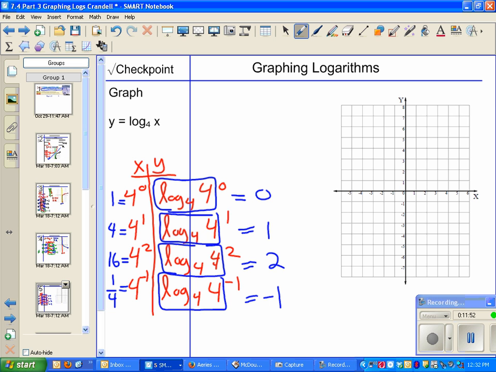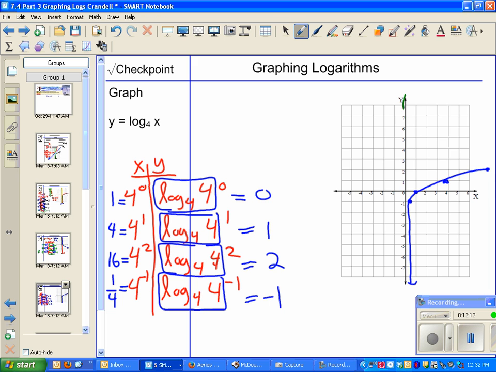And when I graph it, I get (1, 0), (4, 1), (16, 2), and I'll just put that right there, (1/4, -1). Okay, so I get really, really close to the asymptote, but I don't cross it or touch it.